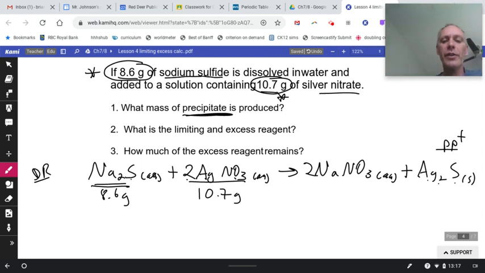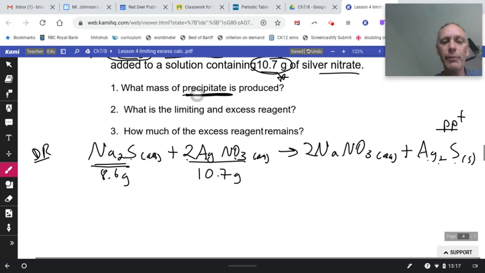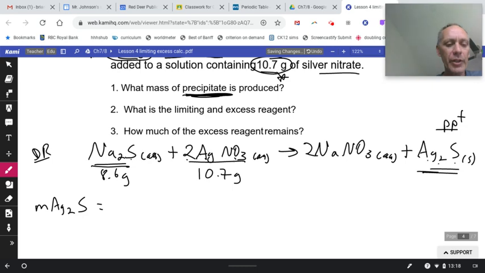So you have to go through these steps and figure it out. So the pattern is easy. So let's pick a product. Well, actually it asks for mass of precipitate, so we'll use the precipitate. Let's find out the mass of Ag2S that's going to form. And we're going to do it twice.